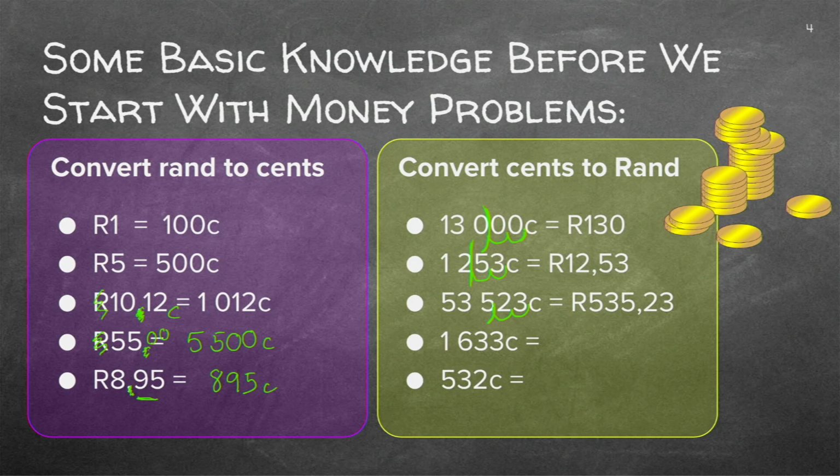Now, you can pause this lesson and see if you can do the other two all by yourself. Comma at the back, because it's all cents, I move two values, 1, 2. So the answer will be 16 rand and 33 cents. Here again, 1, 2 values. So my answer will be 5 rand and 32 cents. You need to know this when you have to convert money.